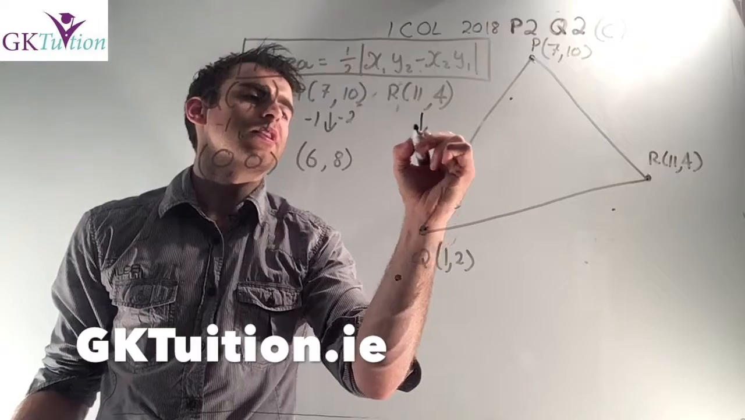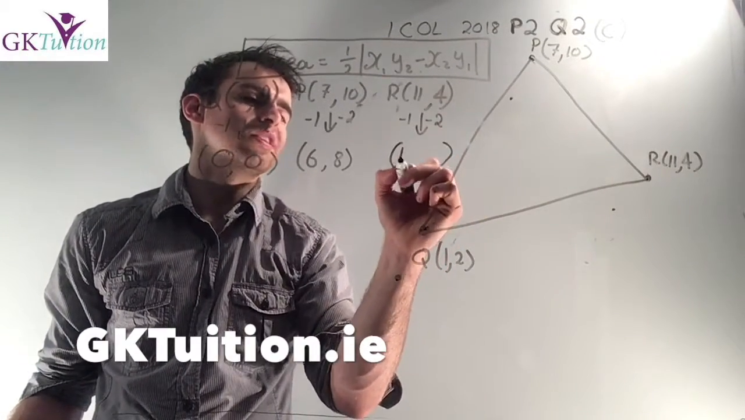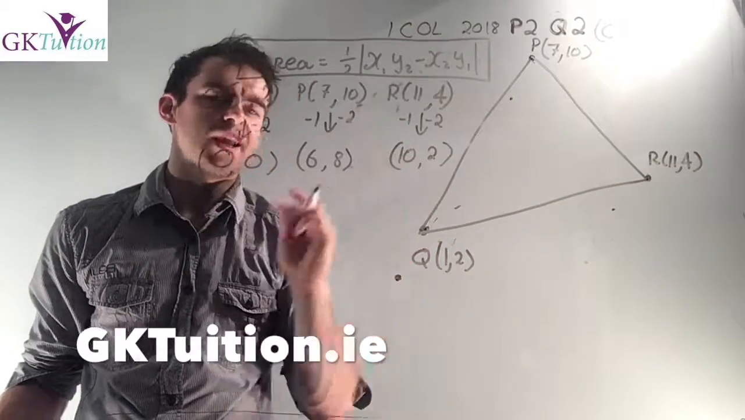And with R, I'm going to subtract 1 from the x and subtract 2 from the y. So 11 minus 1 is 10, 4 minus 2 is 2. So the point R is going to move to 10, 2.